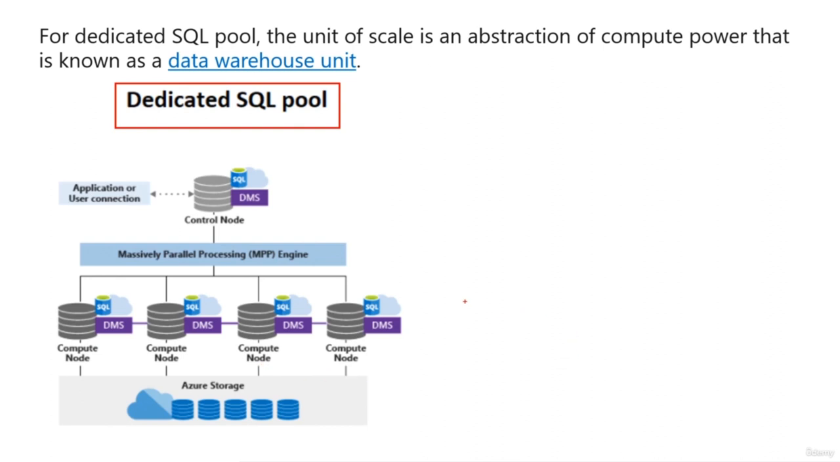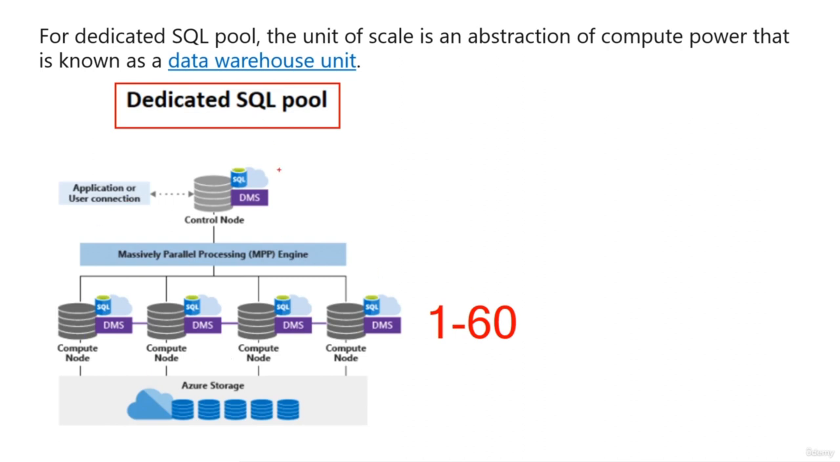If you ask me what is the range of the compute nodes, how many compute nodes can there be, in every dedicated SQL pool there is one control node and either 1 to 60 compute nodes. The range is a minimum of one compute node, or a maximum of 60 compute nodes, and that is what the architectural structure is all about.